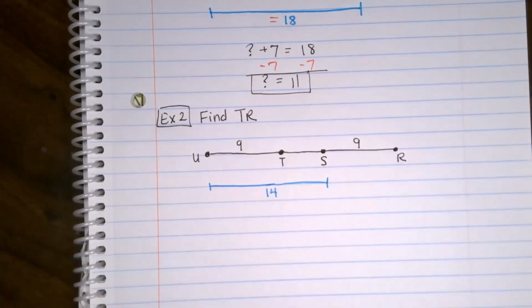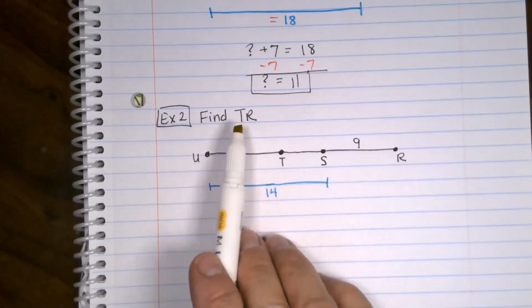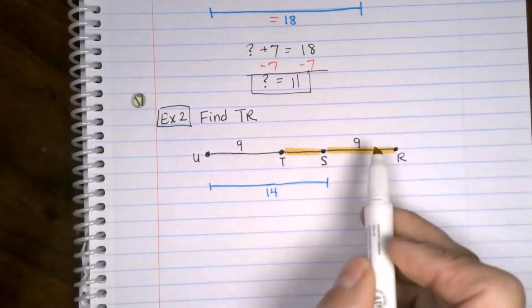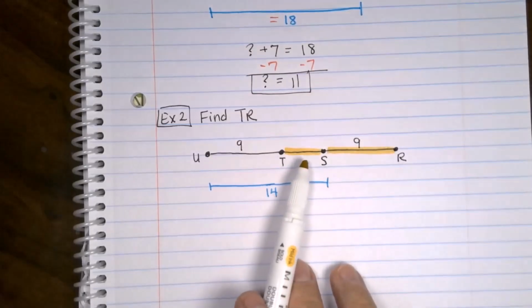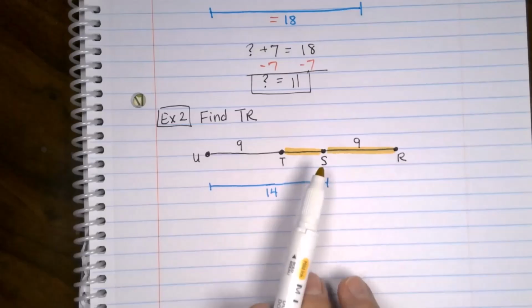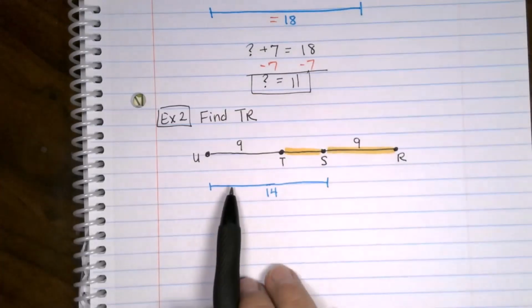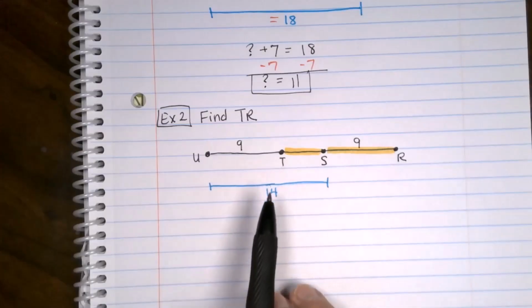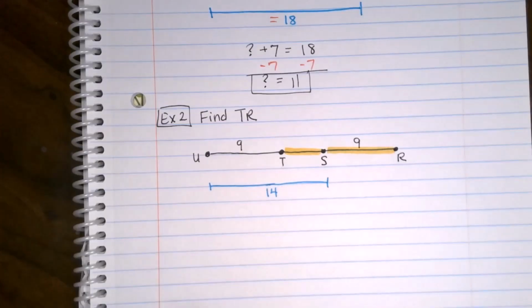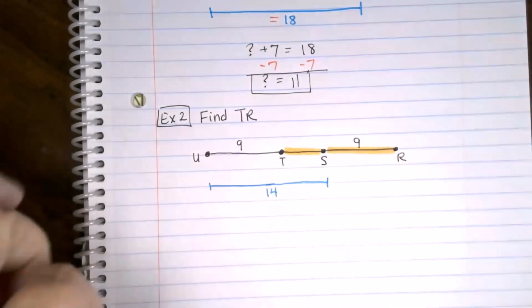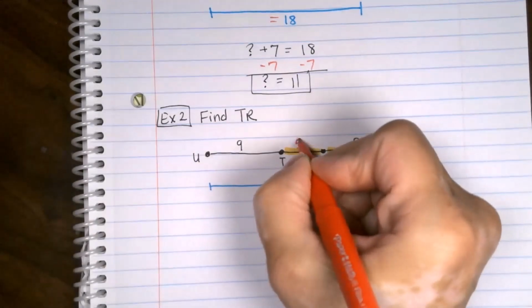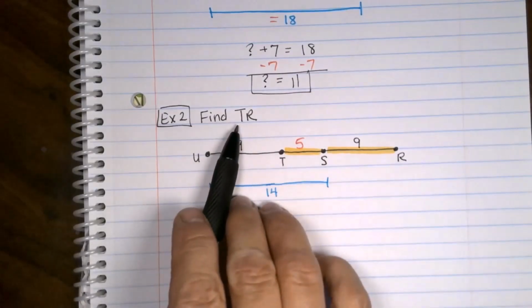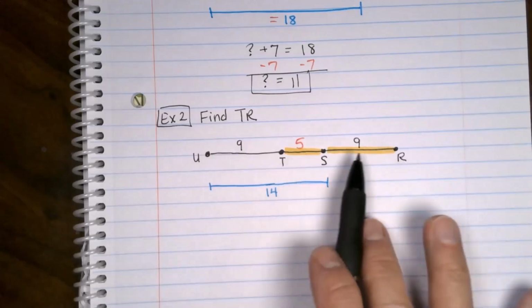So it's starting to get a little bit more complicated. What they're asking us for is TR. So that means we need this piece plus this piece. We already know this one is 9. Well, we don't have a measurement for this distance that's going from T to S. They gave us this clue down below that the whole distance is 14, and we know the first chunk of it is 9. So it's just pretty much a subtraction problem. Subtract 9 from 14. So we know that this piece right here is 5. Then in order to answer the problem, TR equals 5 plus 9.